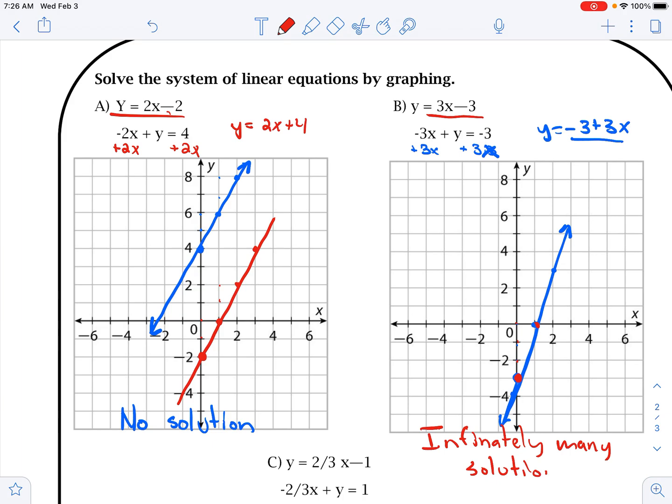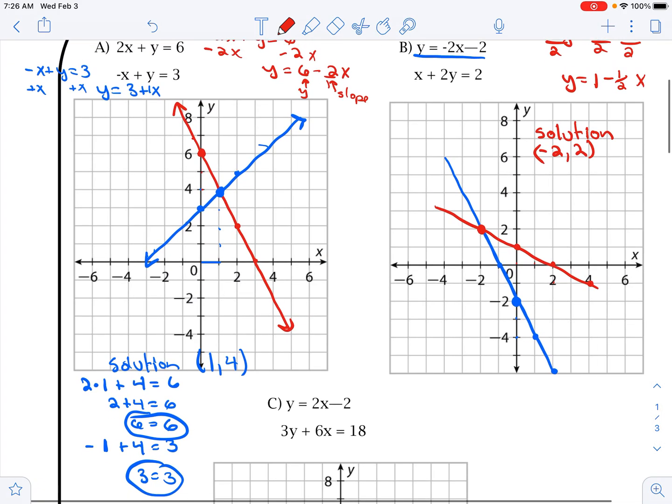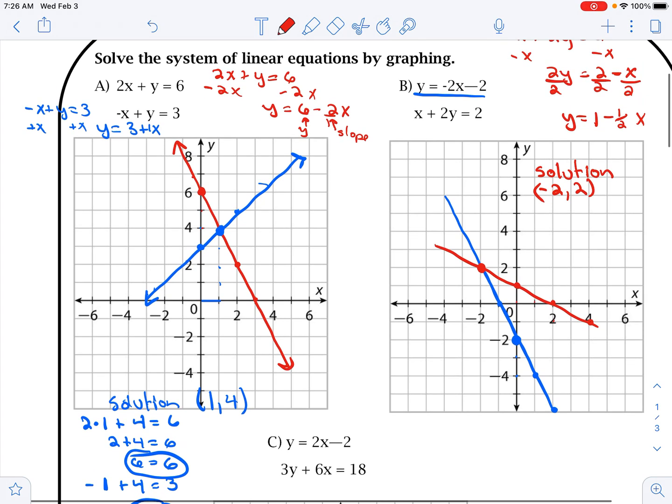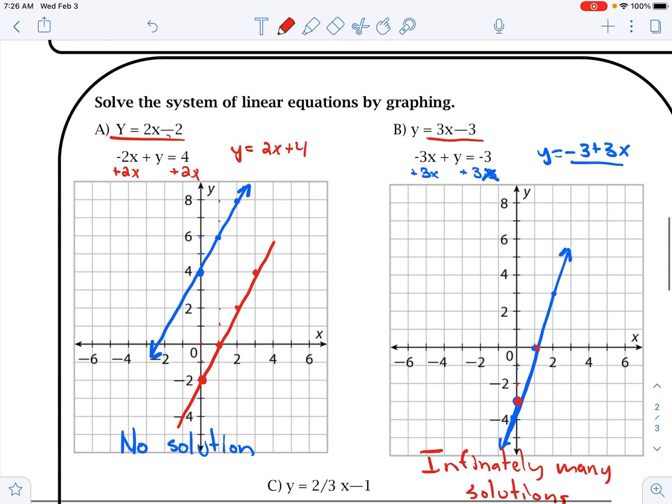So you're going to have situations where you graph and your lines cross. Where they cross, we identify that point as an ordered pair. If they don't cross, they're parallel, we'd say no solution. And then sometimes you're going to have two lines that start off looking different, but they're the same line. So you'd say infinitely many solutions.